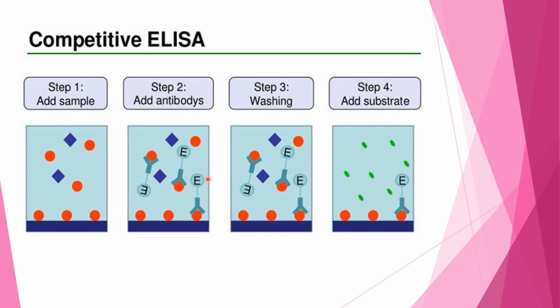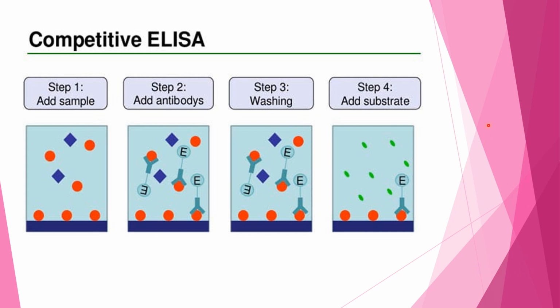Then these antigen and antibody complexes are removed through the process of washing. Then only the antibodies are left which are not attached to the antigens of the sample. There are reference antigens which attach to the surface of the wells. Now only the antibodies are left which don't attach to the antigens of the sample tube. These antibodies attach to the reference antigen and form a complex.